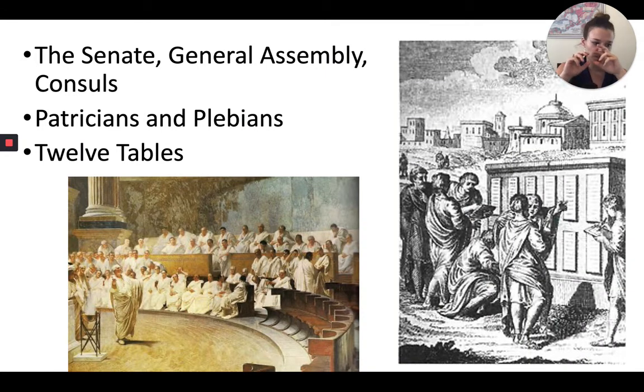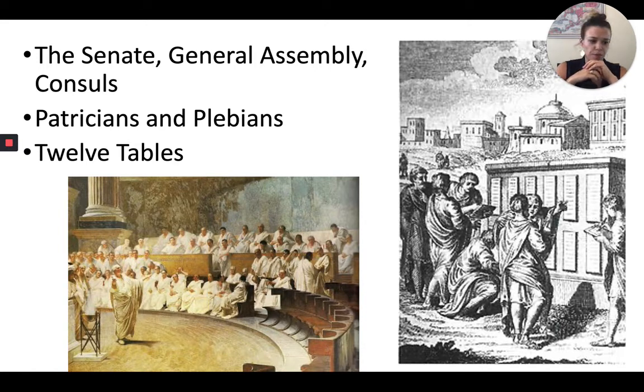The 12 tables are going to be really significant, primarily because so much of Western law, European and thus American legal codes, are actually based on the 12 tables, right? This codified legal system from Rome allowed Rome to expand its laws and its system of justice throughout the empire. But in reality, it was very difficult to enforce.